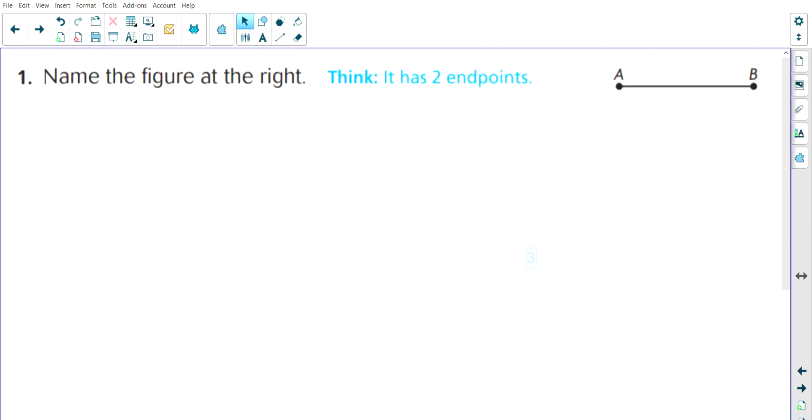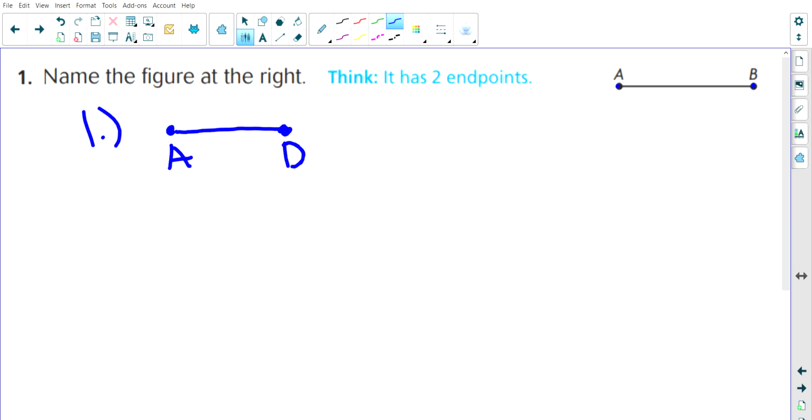Alright, let's start practicing. You'll need that vocabulary handy because, like I said, this entire lesson is all based on vocabulary. So, number 1 says, name the figure at the right. Well, I see a line, but it has two endpoints. What is it called if the line does not continue in all directions? It's not a true line, it's actually a line segment. So let's go ahead and draw that line segment. This is line segment AD. Please draw with me.